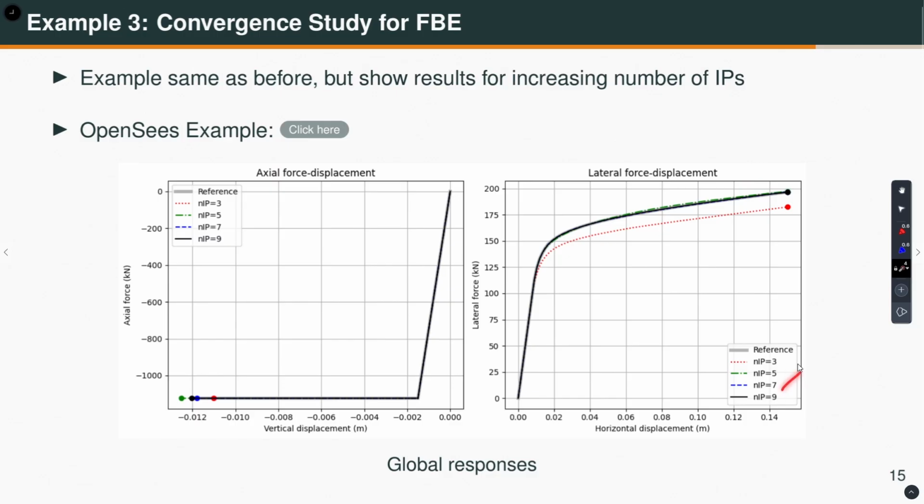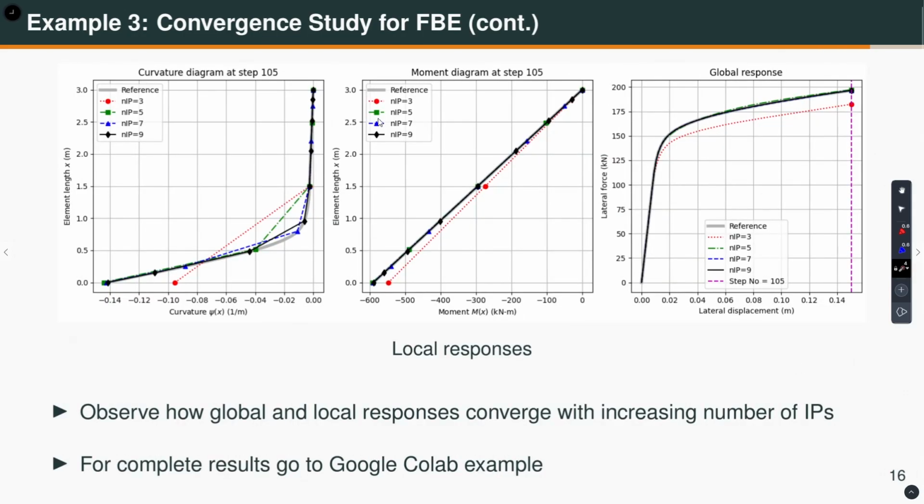Look at the variation of the curvature along the length of the element, and the bending moment. You can see with increasing number of integration points how the bending moment variation and the curvature variation along the length are converging. So, both global and local response, local meaning the response at the cross section level or the integration point, are converging. For all the details you can go to this example which is already shared, example number 3.